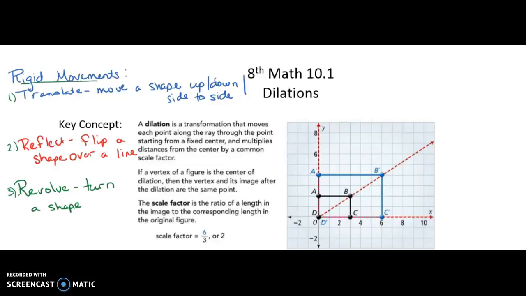Now we're going to be dilating shapes. That means that we're going to make them larger or smaller. As we are doing that, we're going to be basing that upon the scale factor. The scale factor is always going to be new over old, and that's going to be important to remember. So make sure that is written at the top of your paper. Scale factor means how big the new shape is compared to the old shape or the original. So a dilation is just making the shape larger or smaller.